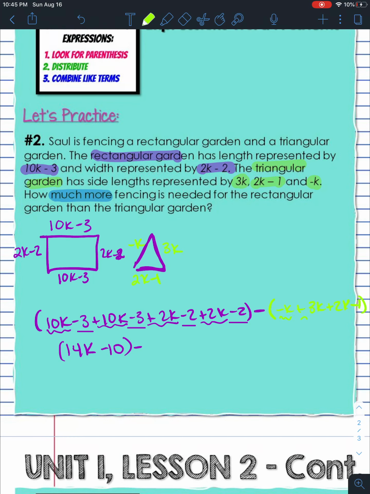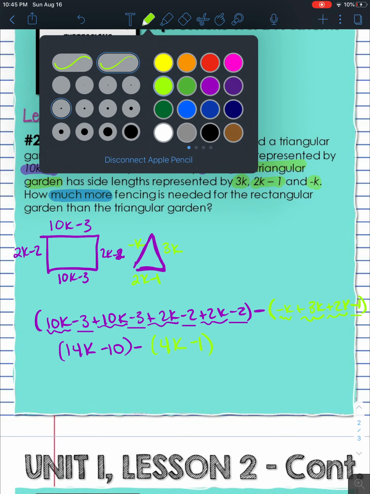Okay, so now I have minus k plus 3k, so negative 1 plus 3 is 2k, plus 2 more k is going to give me 4k, and then I still have this minus 1. So then I have minus 1.